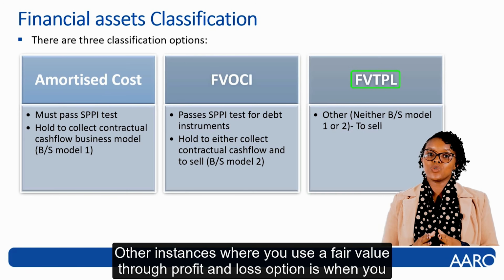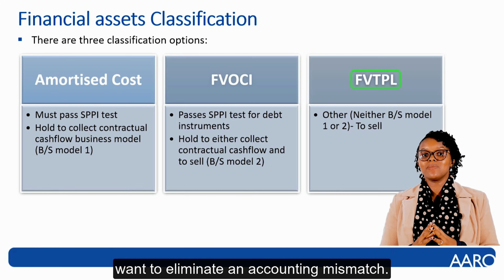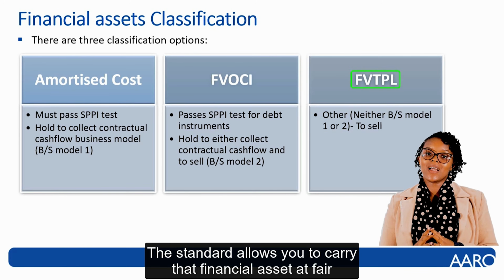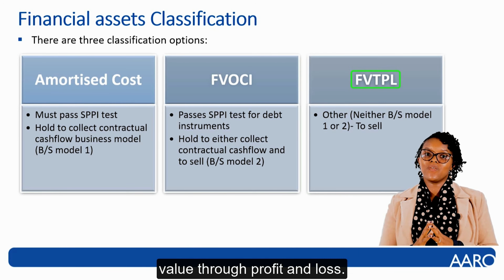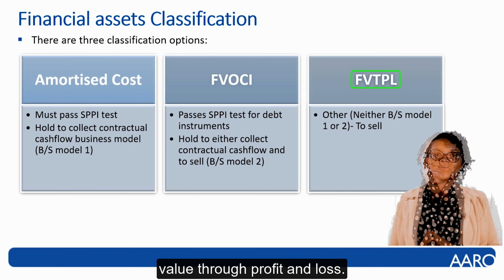Other instances where you use the fair value through profit and loss option is when you want to eliminate an accounting mismatch. The standard allows you to carry that financial asset at fair value through profit and loss.